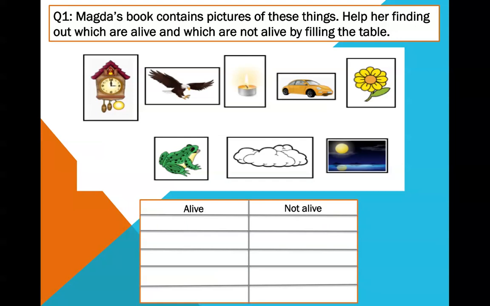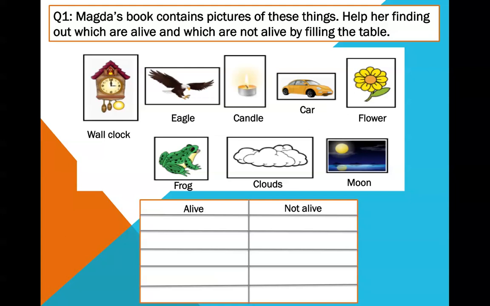Let's start with question number 1. Magda's book contains pictures of these things. Help her find out which are alive and which are not alive by filling the table. The pictures are wall clock, eagle, candle, car, flower, frog, clouds, and moon. Let's help Magda decide whether the things in the pictures are alive or not alive.